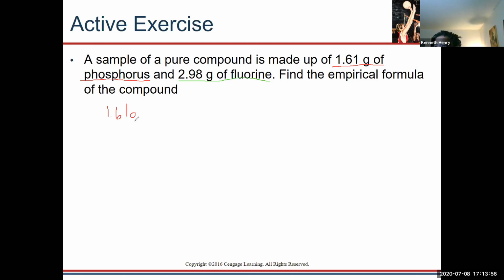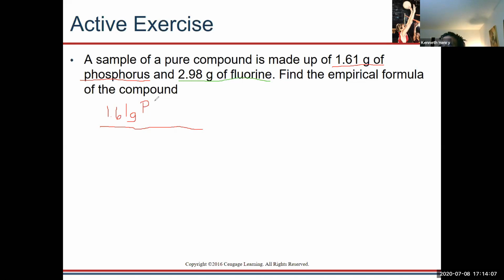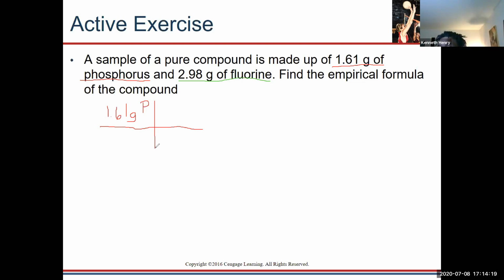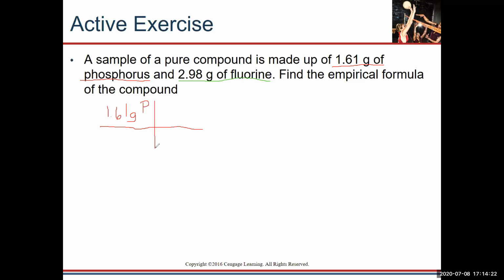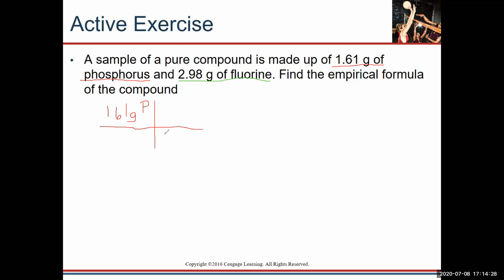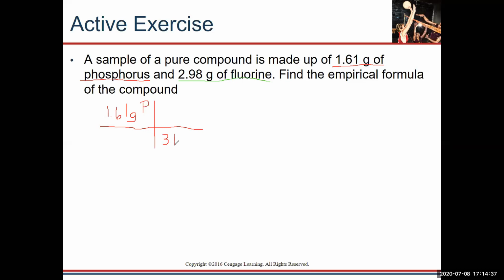1.61 grams of phosphorus. What is the symbol for phosphorus? P. Okay, so we're going to start off with that. If I want to change grams into moles, what am I going to use? The atomic mass. What is the atomic mass of phosphorus? Should be 31.